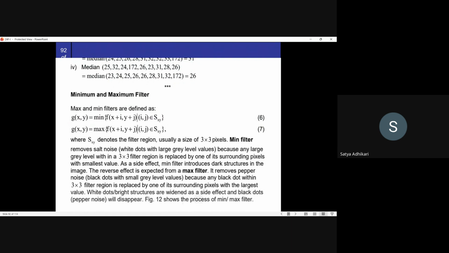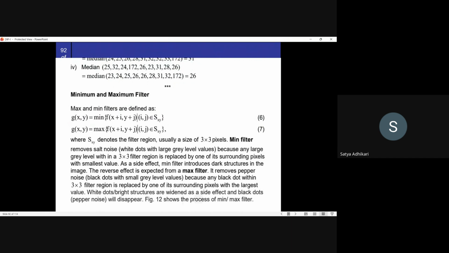But as the name suggests, the minimum and maximum filters are defined as g of x, y is the minimum of f of x plus i and y plus j, where i, j belongs to the window S of x, y. Here S of x, y denotes the filter region, the region to which you want to apply your filter. Usually it is a 3 cross 3 pixel window.